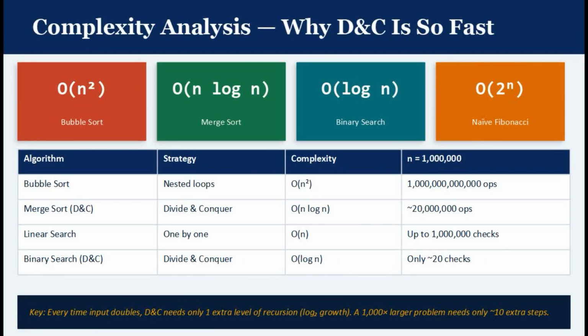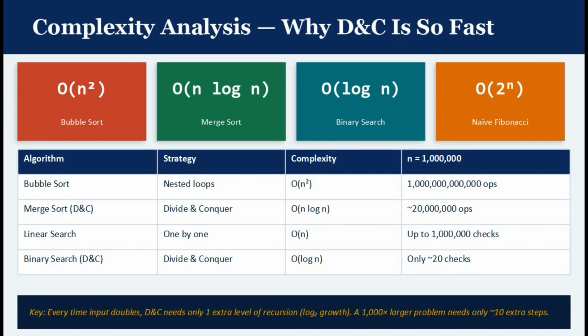The reason is the logarithm. A recursion tree for n elements has a depth of only log base 2 of n. Every time you double the input size, the tree grows by just 1 extra level. A problem 1,000 times larger needs only 10 extra steps.